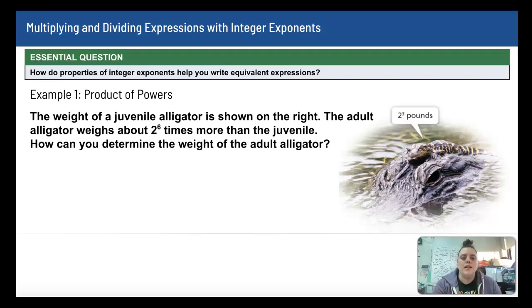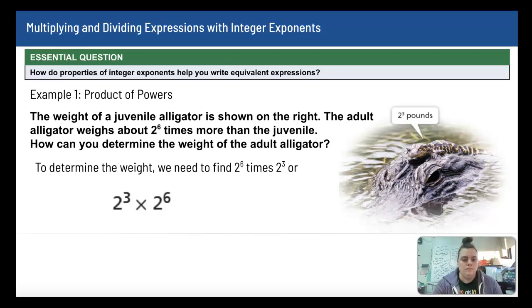Our first example is going to take a look at the product of powers. So when we multiply two powers together. The weight of a juvenile alligator, or young teenage alligator, is shown on the right, 2 to the 3rd pounds. The adult alligator weighs 2 to the 6th times more than the juvenile. How can you determine the weight of the adult alligator? Well, because it's 2 to the 6th times, to determine the weight we need to find 2 to the 6th times 2 to the 3rd, which will look like this.